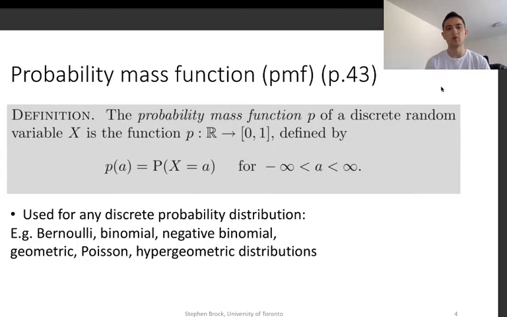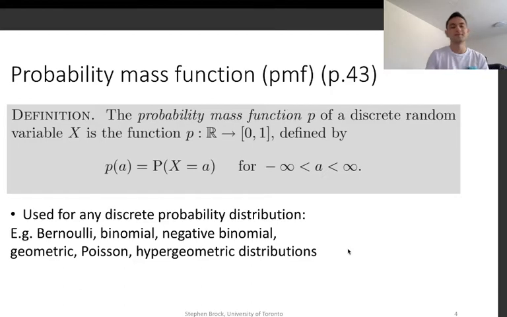Okay, so we'll start with the probability mass function. This can be found on page 43 of the textbook. By definition, the probability mass function p of a discrete random variable x is the function p that maps the real numbers to the bounded region [0, 1], and is defined by p of a equal to the probability that x equals a, for a between negative infinity and infinity. This is used for all of our discrete probability distributions, such as the Bernoulli, binomial, negative binomial, geometric, Poisson, and hypergeometric distributions.